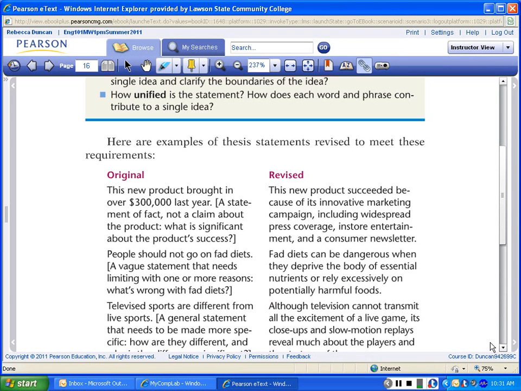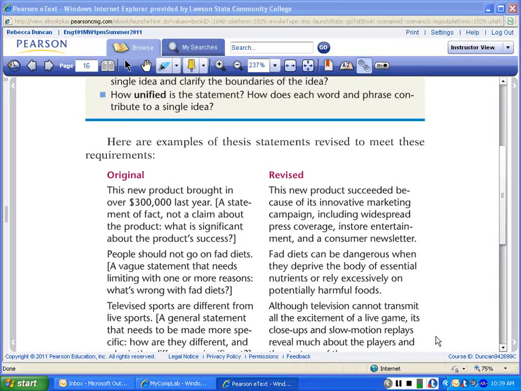Now that's the main reason, but look how it's still given some sub-points. I know what that paper is going to do. It's going to explain the campaign in general and then in specifics. Widespread press coverage: it's going to tell me how widespread that was, how they achieved it, give me examples of how it worked, what the in-store entertainment was, how that was measured as being valuable, and tell me about the consumer newsletter.